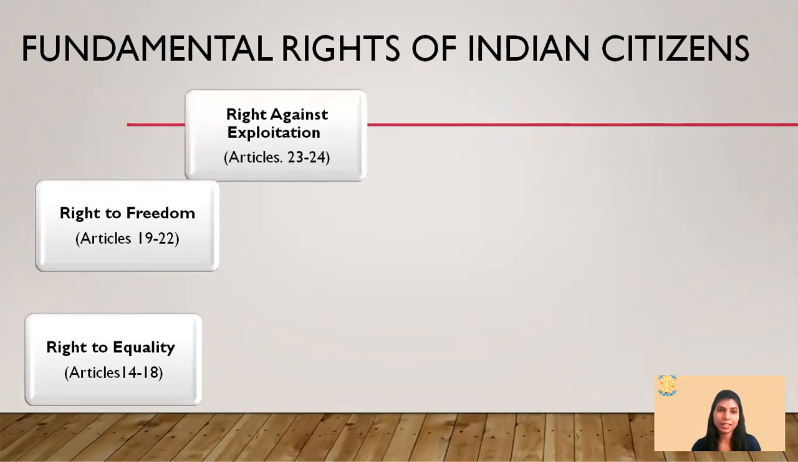Next is right against exploitation. Now it includes freedom of conscience and free profession, practice and propagation of religion, freedom to manage religious affairs. Sorry, right against exploitation. No part of society can be exploited by another part of society.